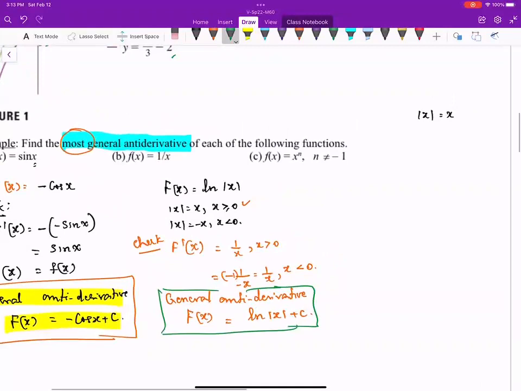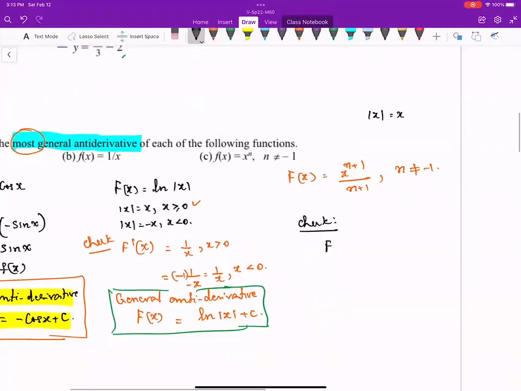All right, third one. If f of x equal to x to the n when n is not equal to negative 1, what is the antiderivative? So let us consider this function f of x equal to x to the n plus 1 over n plus 1 when n is not equal to negative 1, because the denominator cannot be equal to 0. So how do we verify whether our answer is right or wrong?